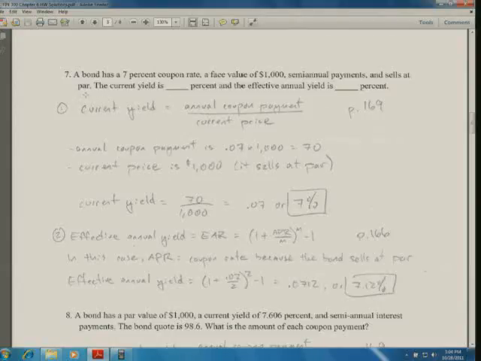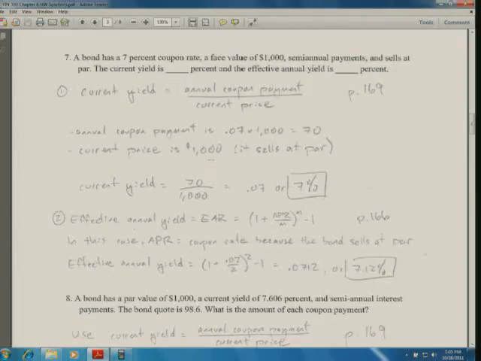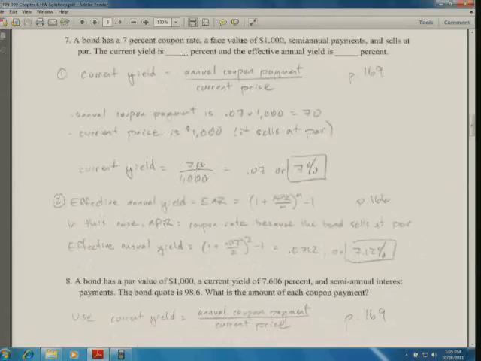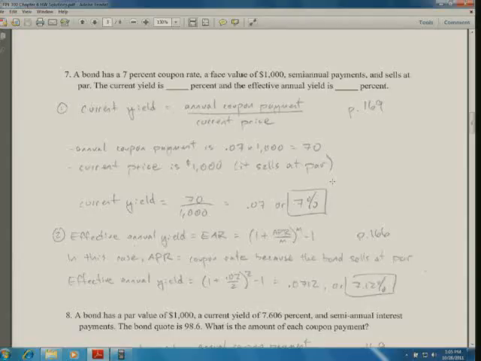Remember we called the face value either face value or par value? Well, if a bond sells at par, that means it's selling for face value, or it's selling for $1,000. And so we don't even have to calculate there. If it's selling for par, that means the current price is $1,000. So the current yield is a simple calculation. We take that annual coupon payment of $70 divided by 1,000, and it's 0.07 or 7% in percentage terms. So that's our current yield.